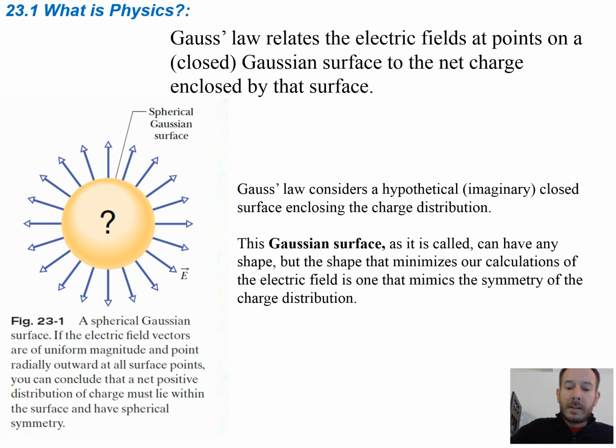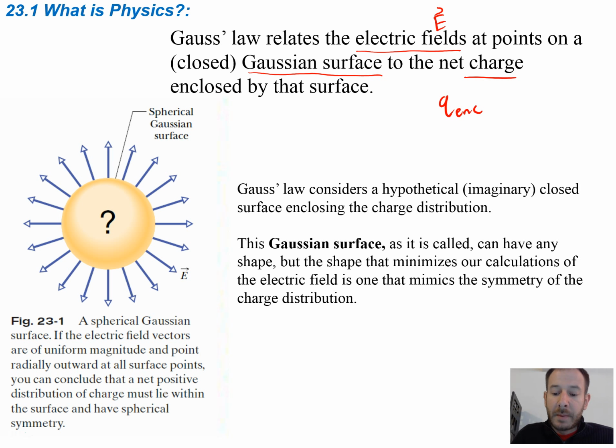Gauss's Law relates the electric fields at points on a closed surface, a closed Gaussian surface, to the net charge enclosed by that surface. So what it's doing is relating the electric fields, E, with the total enclosed charge. The enclosed charge we're going to denote as Q enclosed, Q_enc.